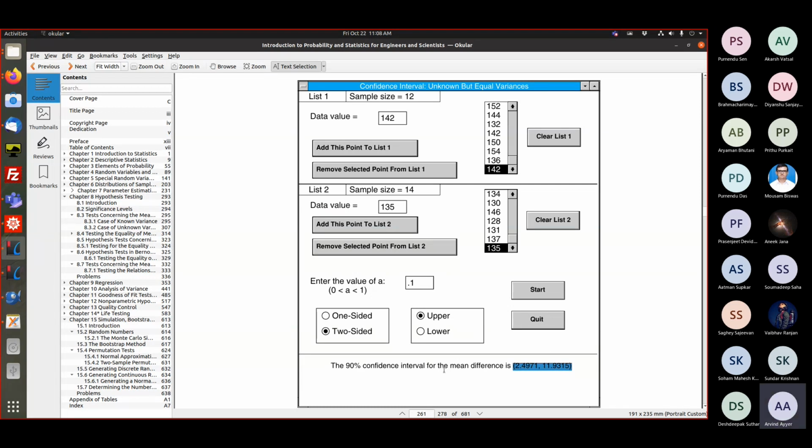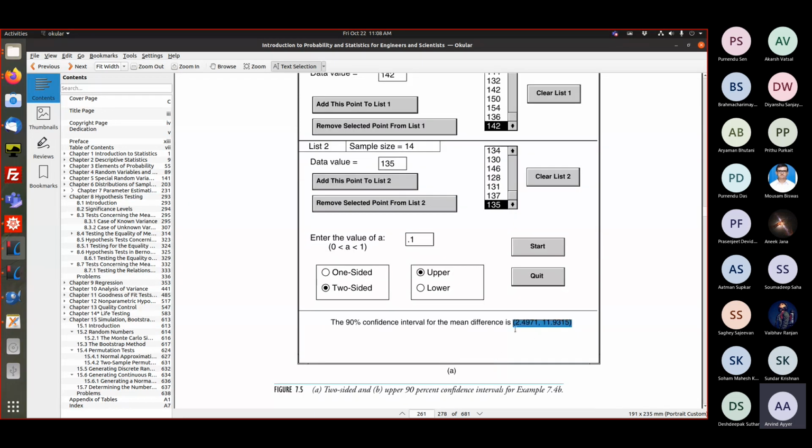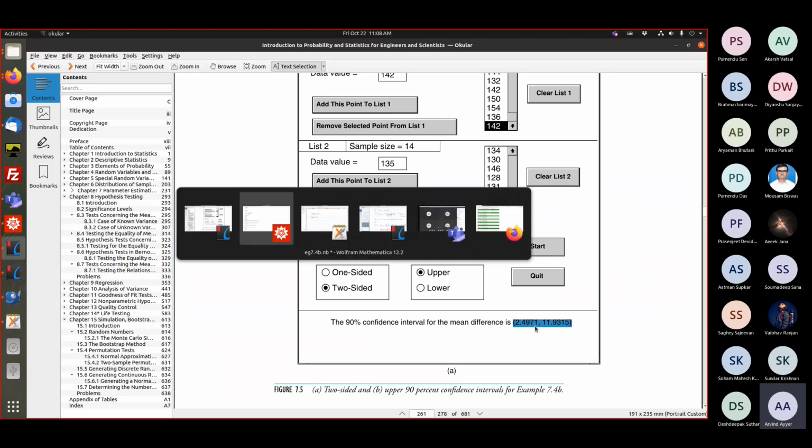So this checks out, and what this suggests is that with 90% confidence, mu1 seems to be better than mu2, because this entire interval is positive. Any questions about this?